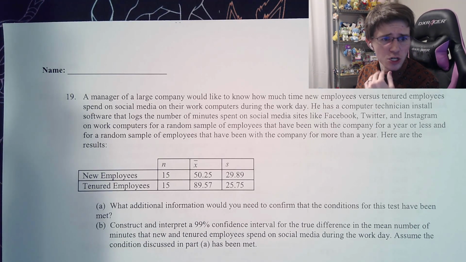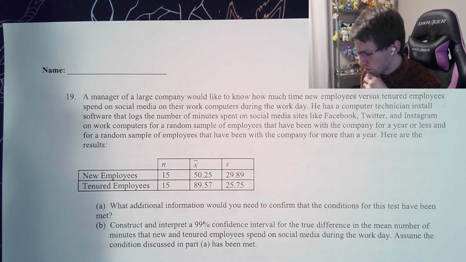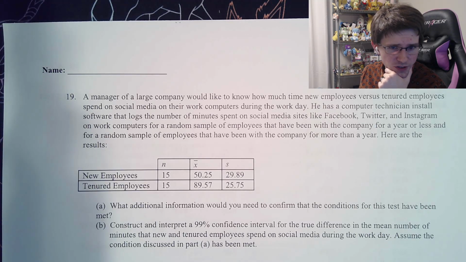All right. Manager of a large company would like to know how much time new employees versus tenured employees spend on social media on their work computers during the day. He has a computer technician install software that logs the number of minutes spent on social media sites on work computers for a random sample of employees that have been with the company for a year or less, and a random sample of employees that have been with the company for more than a year. Here are the results. The new employees use it a lot less than the tenured employees, with a bigger standard deviation too. So the new employees are afraid of getting fired, I guess. All right. What additional information do you need to confirm the conditions for this test have been met?